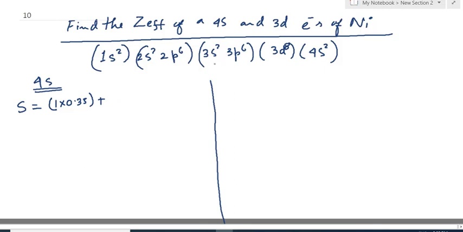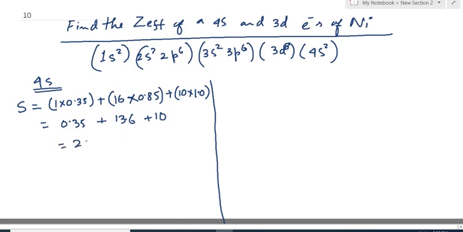And for the n minus 1 there are 8 plus 8, 16 electrons, so their contribution will be 16 multiplied by 0.85, and the rest 10 electrons will contribute 1 each. So this will amount to 23.95, right? And this gives us a Z effective for a 4s electron in nickel as calculated by Slater's rule as 28 minus 23.95, that is 4.05.